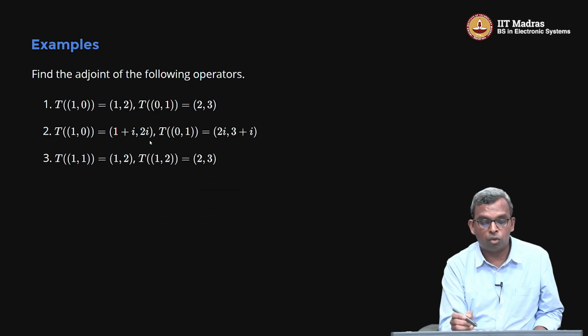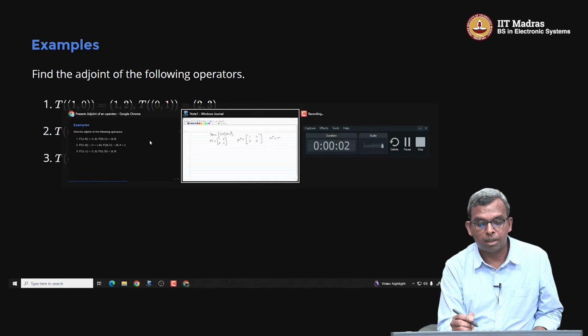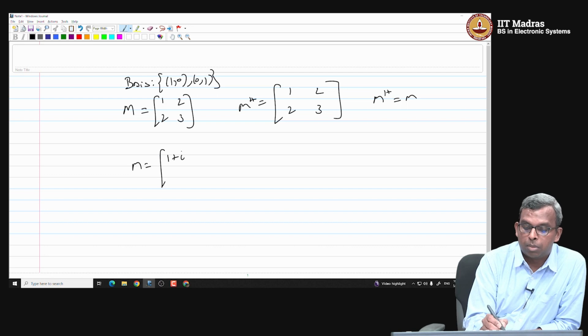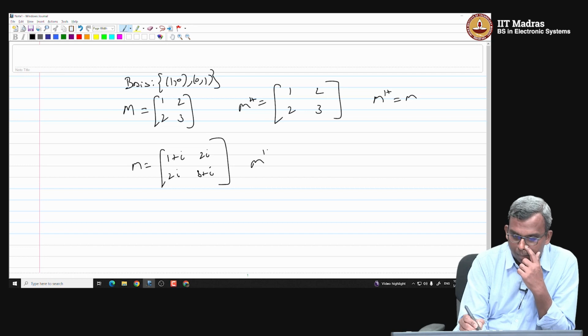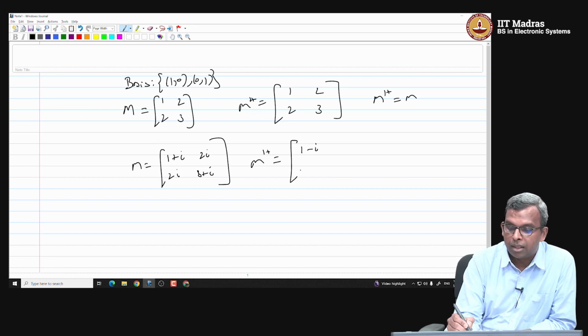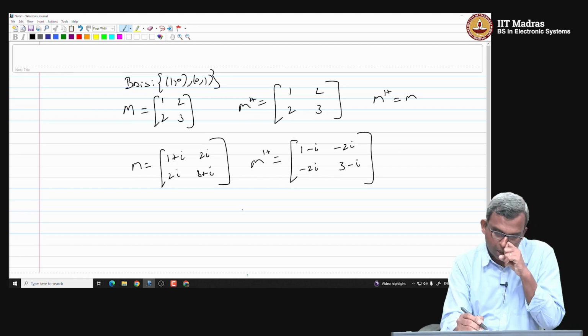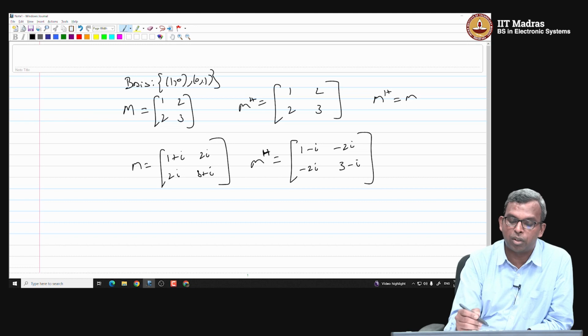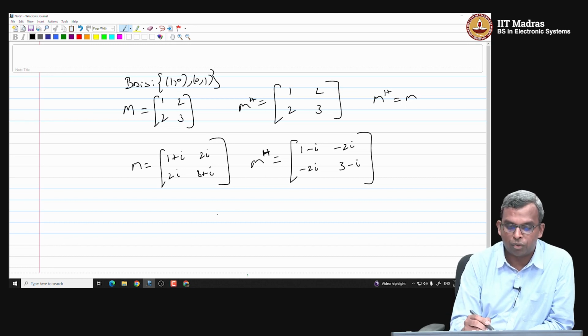It's again 1 0 0 1. You've got 1 plus i, 2i, and then 2i, 3 plus i. Okay, so M is 1 plus i, 2i, 2i, 3 plus i. Now if you do M Hermitian, you won't get the same equality. You've got to do 1 minus i, minus 2i, minus 2i, 3 minus i. So here you don't have equality on the Hermitian. You see, in general, it may not be true. In fact, the off diagonals may not be equal, so you'll get very different looking ones.